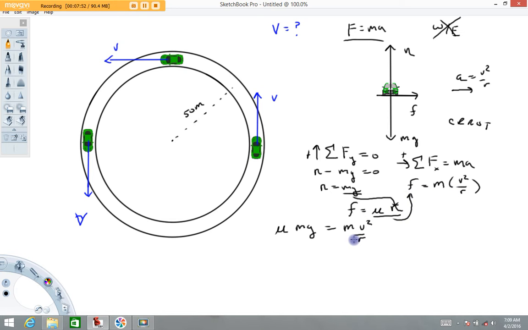Here we are. Now I'll take note of this, that the masses divide out. So now we have coefficient of friction times g equals v squared over r, and I'm interested in v, so I'm going to solve that for v. Actually, I'll solve it for v squared because I don't really like radicals. So we're going to have r times coefficient of friction times g.